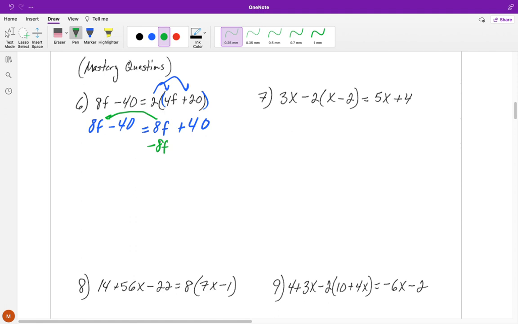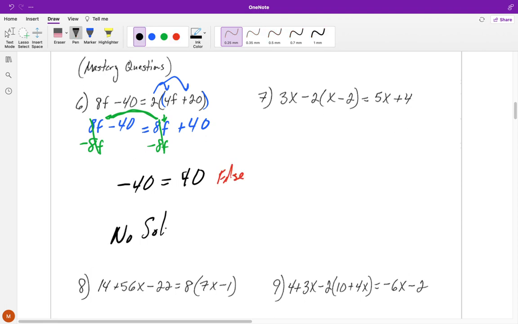So I'm going to subtract 8f to move this 8f to the left-hand side. But when I do that, both of them cancel out. So now I'm left with the equation, or the problem, is negative 40 is equal to 40. Now, does that make sense? No, this is a false statement. And when we get a false statement, we know that that means no solution.